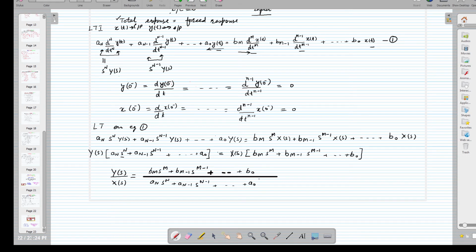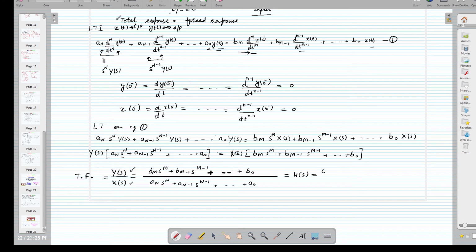Now we can find the Laplace transform of the given differential equation in this form. Here we have this representation as the transfer function. You can call it the transfer function of the system, and the system is defined by Hs. That is the transfer function of the system, and it is the ratio of output over input keeping initial conditions 0.